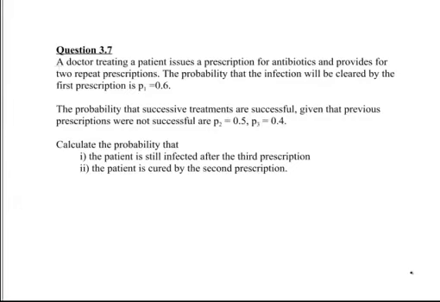The probability that subsequent treatments are successful, given that the previous prescriptions were not successful, is 0.5 for the second treatment and 0.4 for the third treatment. Now, calculate the probability that this patient is still infected after the third prescription, and calculate the probability that the patient is cured by the second prescription.